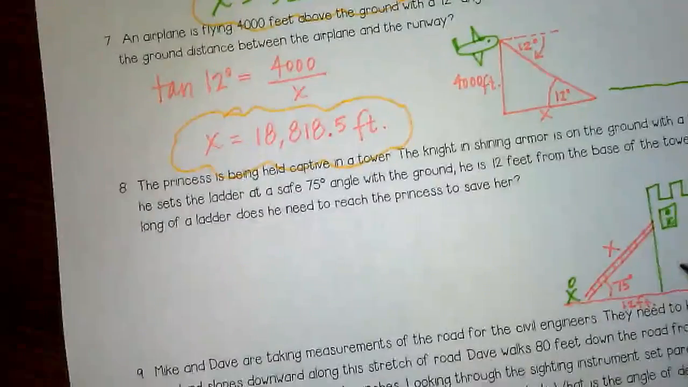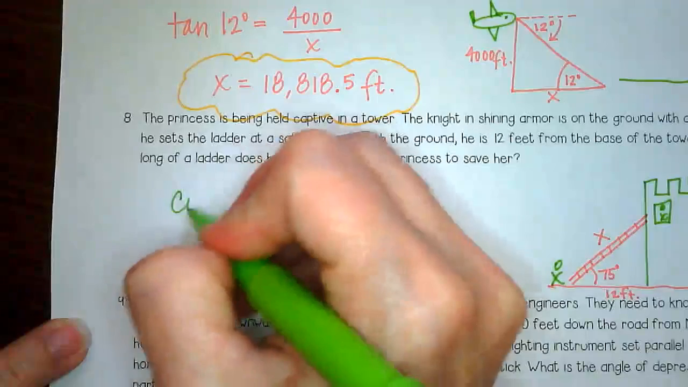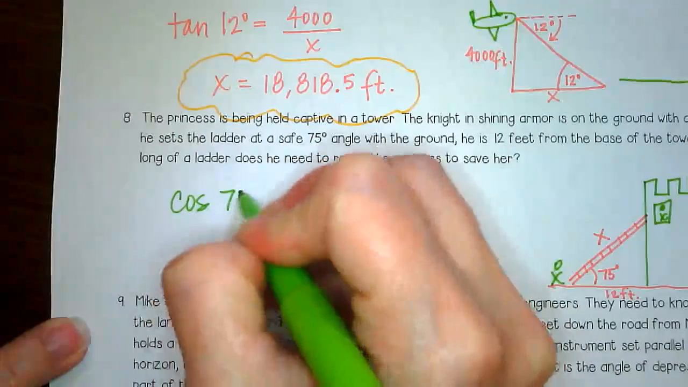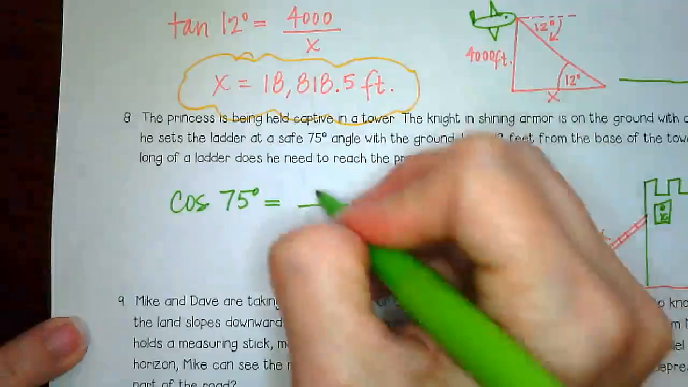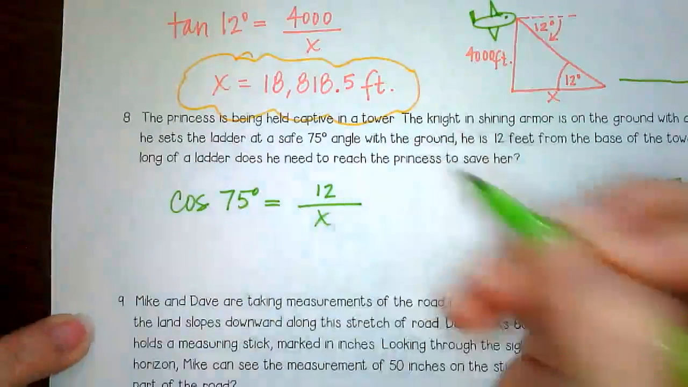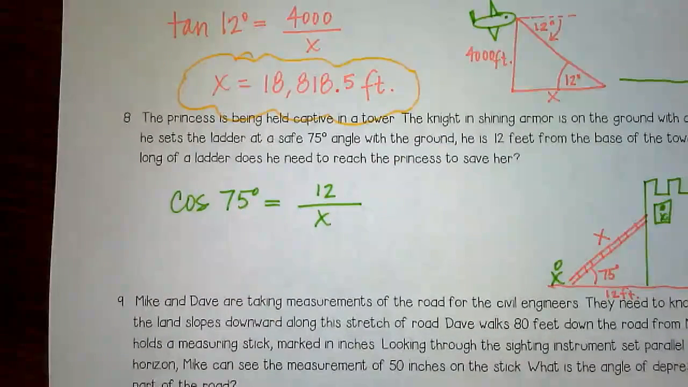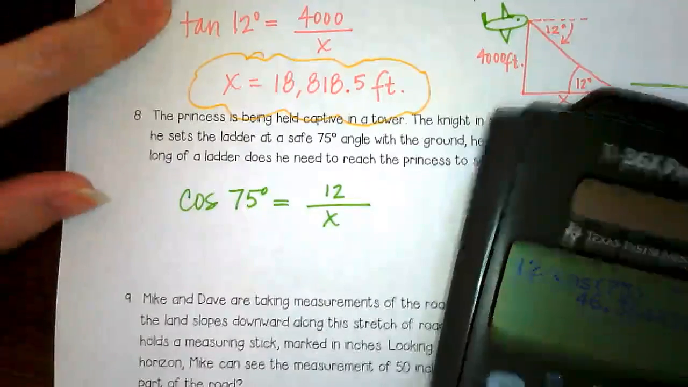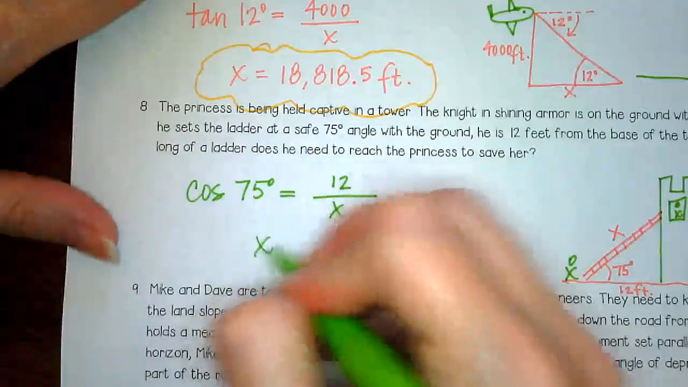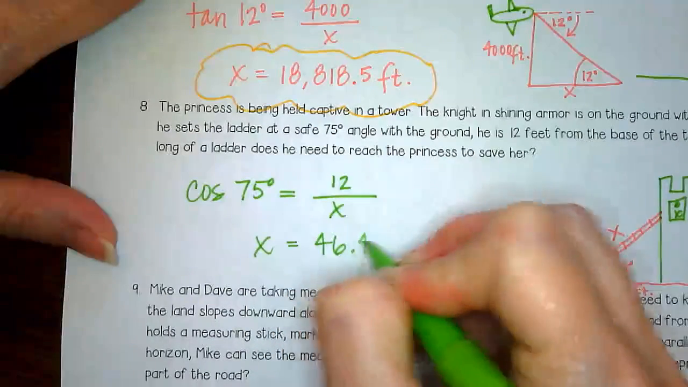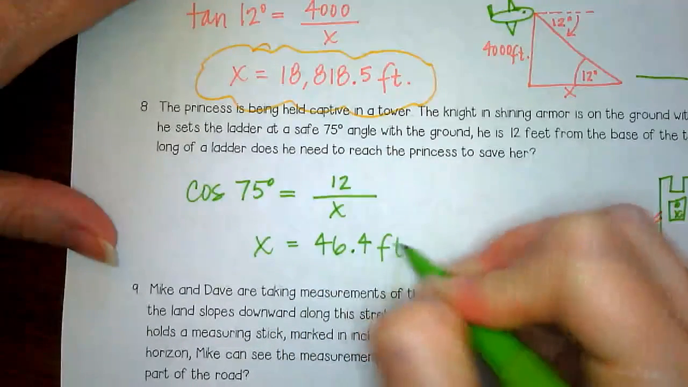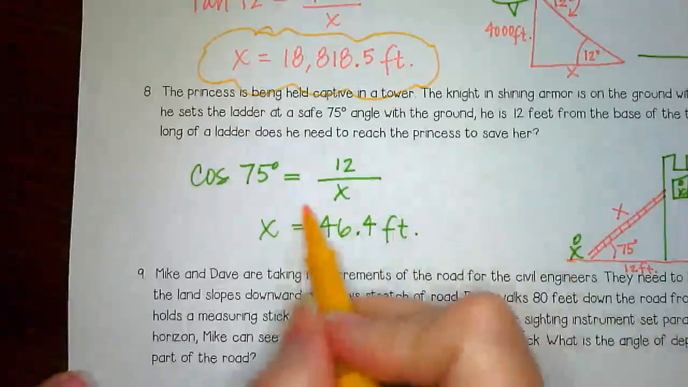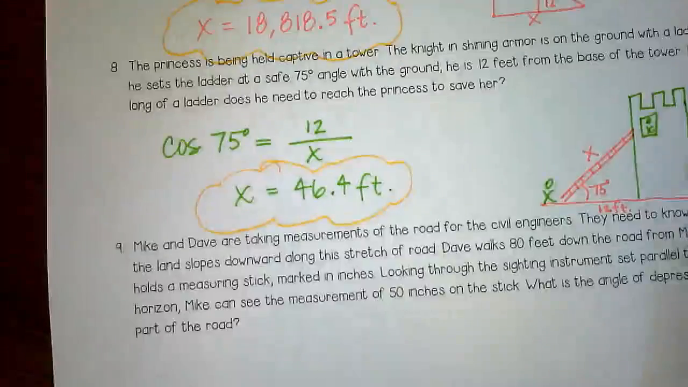All right, so finally we have something different. This one looks like cosine. So the cosine of 75 degrees is adjacent over hypotenuse. So again, I'm going to switch those. So I need to do 12 divided by cosine of 75, and that's 46.4. So 46.4 feet is the requirement for a ladder. So the ladder has to be at least that long.